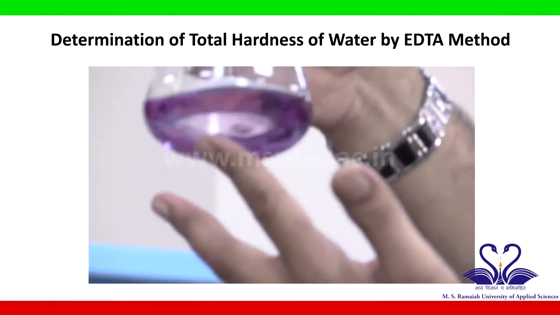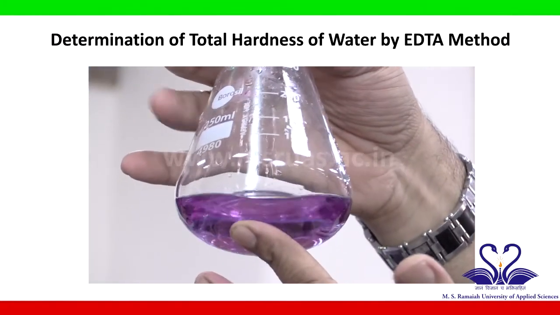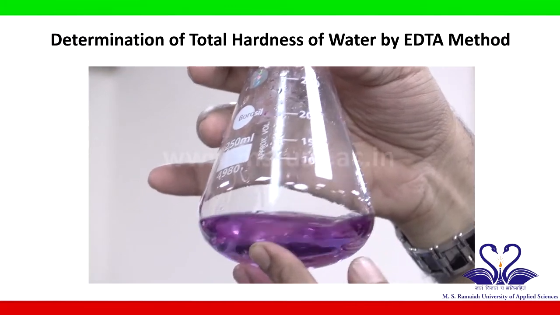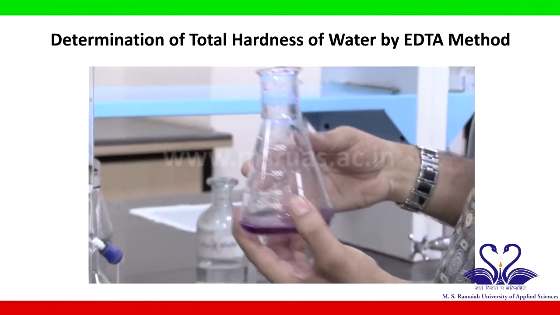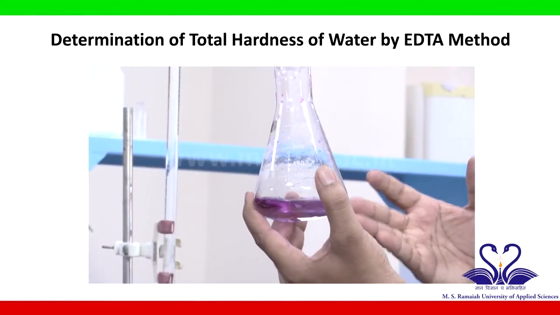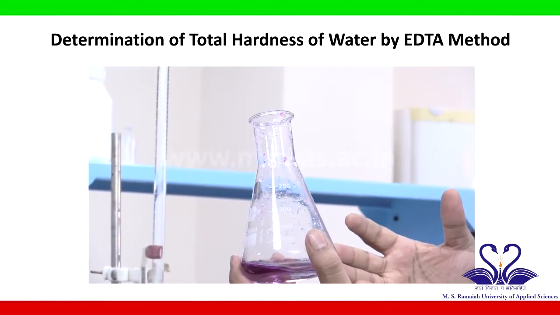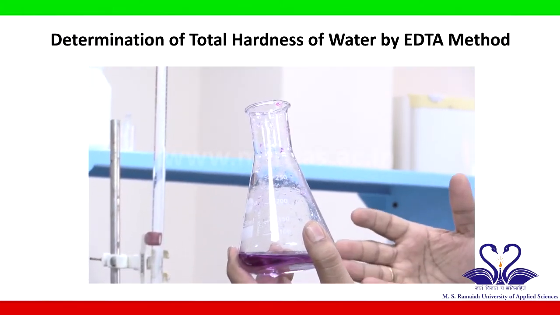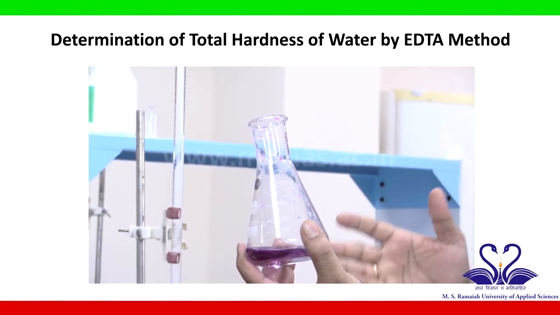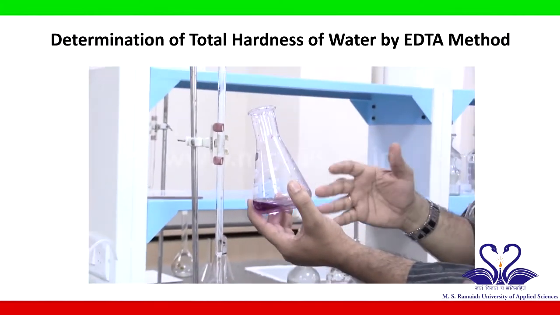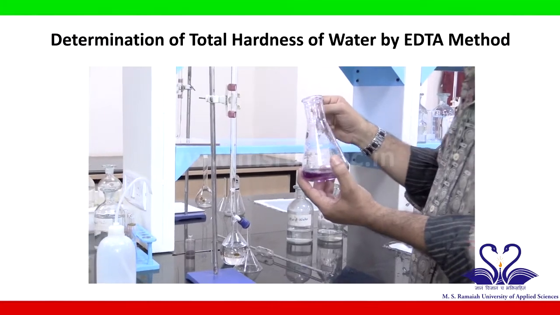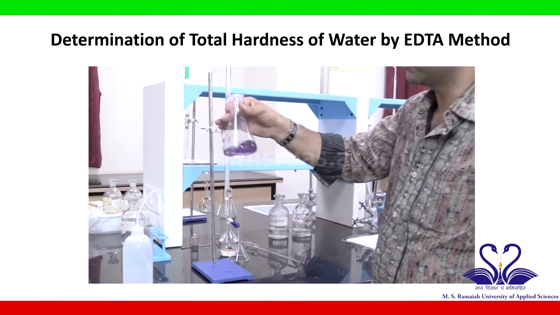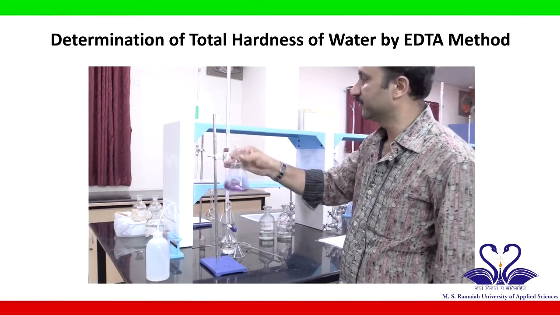So you can see now you are able to get the wine red. It's the colorless, complex hard water sample as formed. Hence the hard water is containing calcium and magnesium salts of bicarbonates and also sulfates, chlorides. A few of them are forming the complex with the indicator Eriochrome Black T. So you are able to see this wine red color.